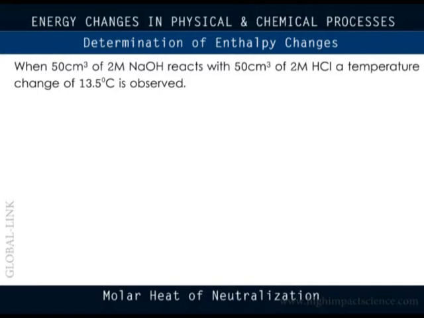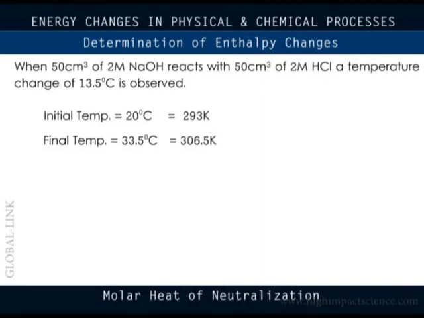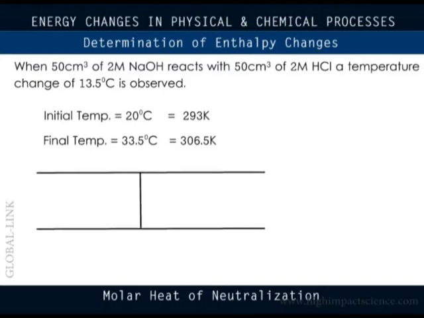We can do it practically so that you can believe. The initial temperature is 20 degrees Celsius. On the Kelvin scale, it will be 293 Kelvin. Final temperature is 33.5 degrees Celsius. That is equal to 306.5 Kelvin. So change in temperature on the Celsius scale is 33.5 minus 20, which is 13.5. On the Kelvin scale, it is 306.5 minus 293, and that gives us the same answer, 13.5 Kelvin. So you see, you don't need to keep converting. Change in temperature is the same value on the Celsius and Kelvin scale.